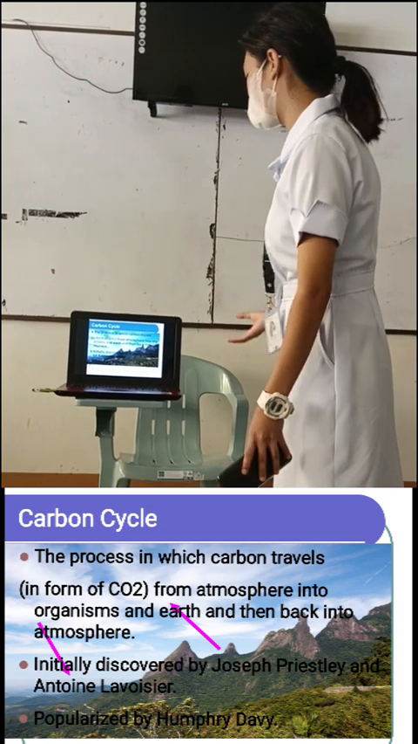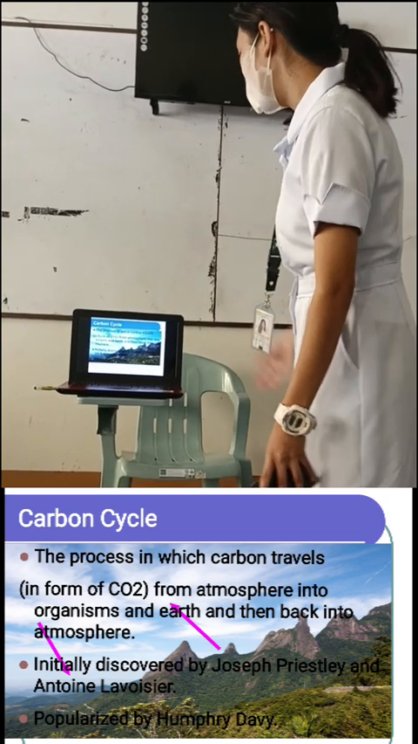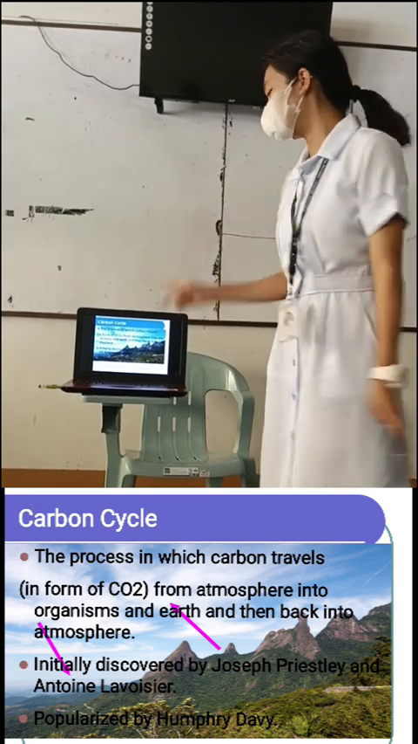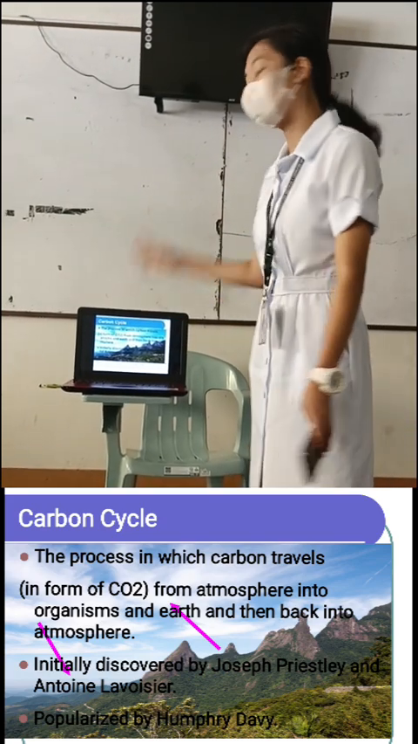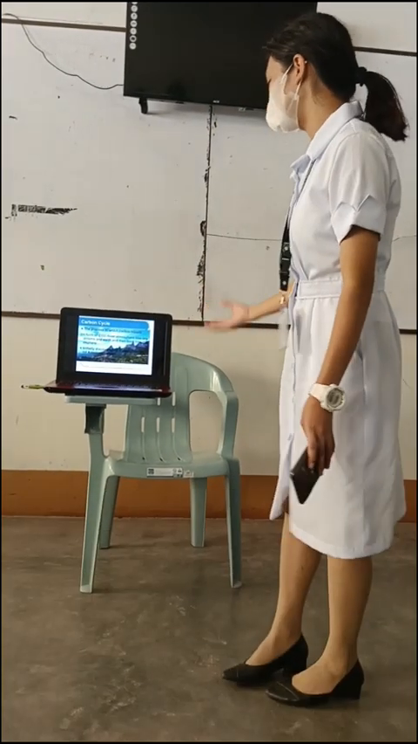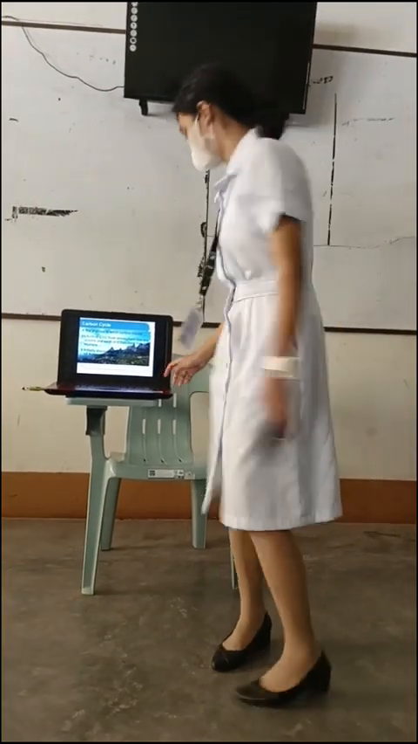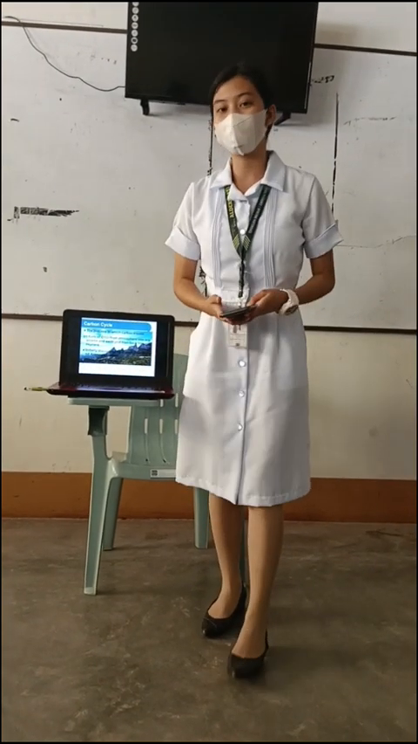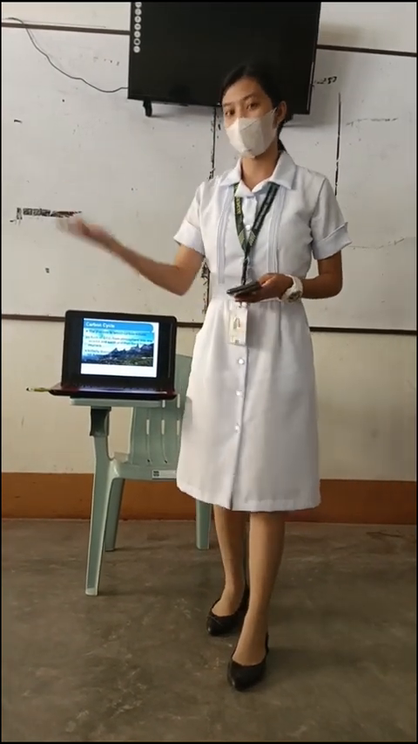Also initially discovered by Joseph Priestley and Antoine Lavoisier. But sila yung naka-discover, but ang nakapag-popularize ng carbon is si Humphrey Davy. So now, the carbon cycle will be discussed by Ate Genevieve.